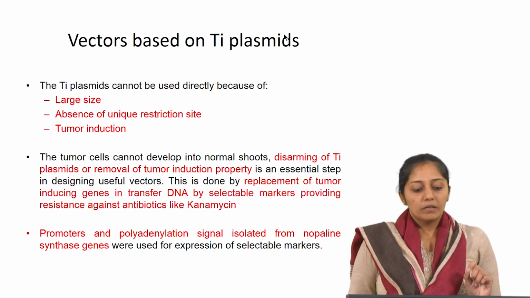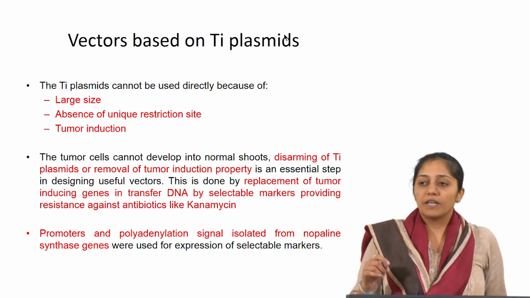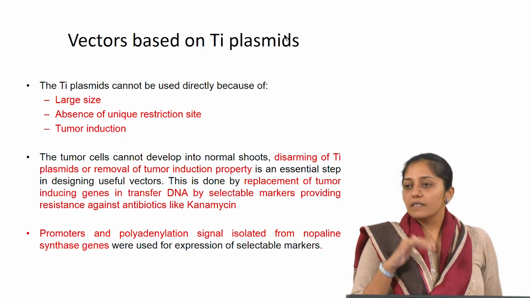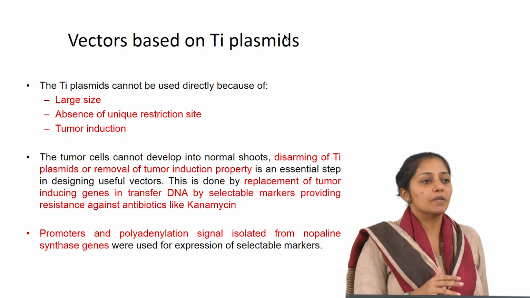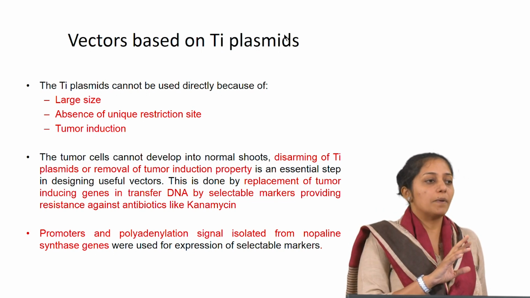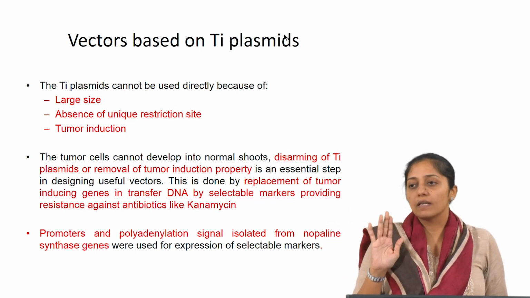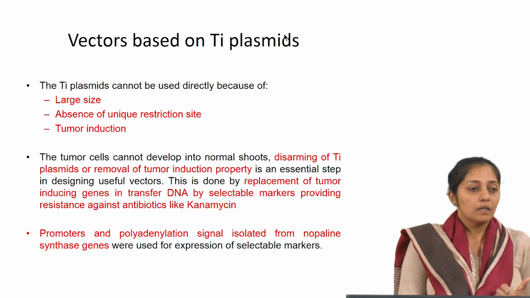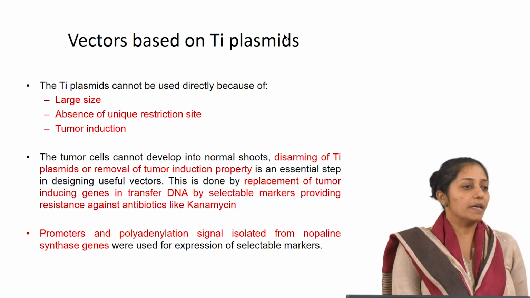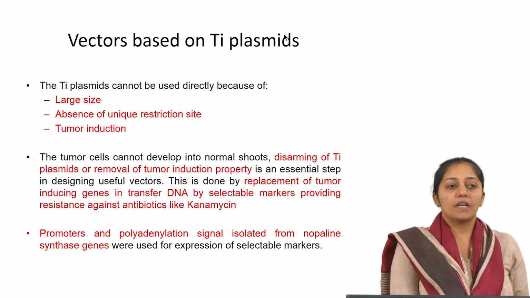Now the Ti plasmids cannot be used directly because, as I was saying, generally we have binary vectors and these vectors are inserted into Agrobacteria which are disarmed. Now disarmed, I told you, means the inherent plasmid tDNA has been replaced and only the virulence gene is kept. The reason being they are large in size, with absence of unique restriction sites, so it is difficult to insert your gene of interest. Then tumor induction.